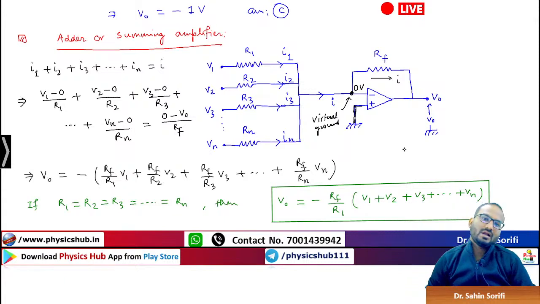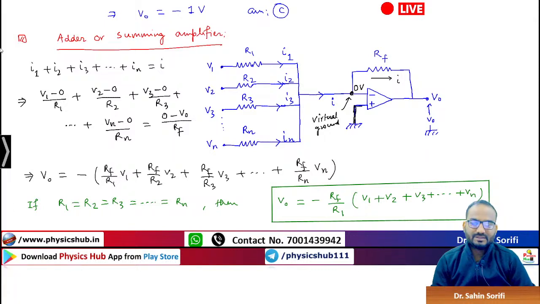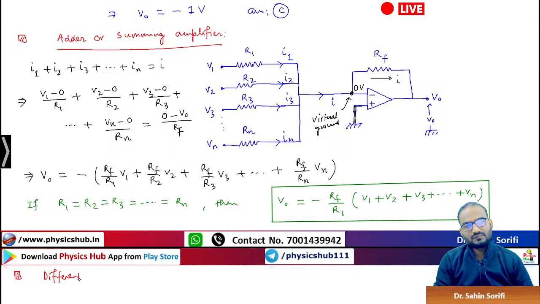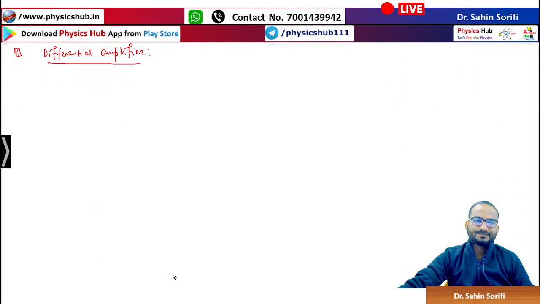Now, how can you subtract voltages? If you are given two voltages, for adding there may be multiple voltages, but if you want to subtract, then there will be only two, right? So that is known as a differential amplifier. You will amplify the difference.